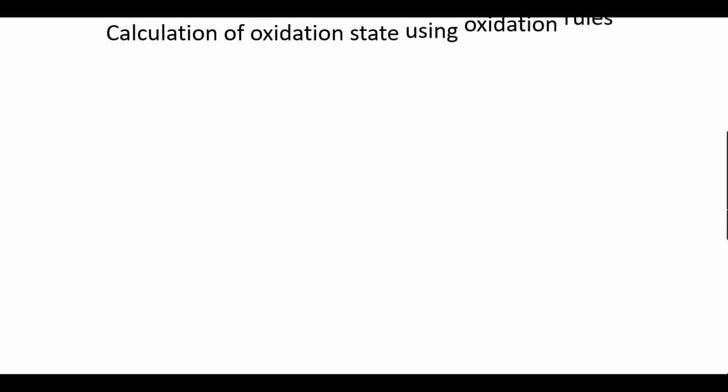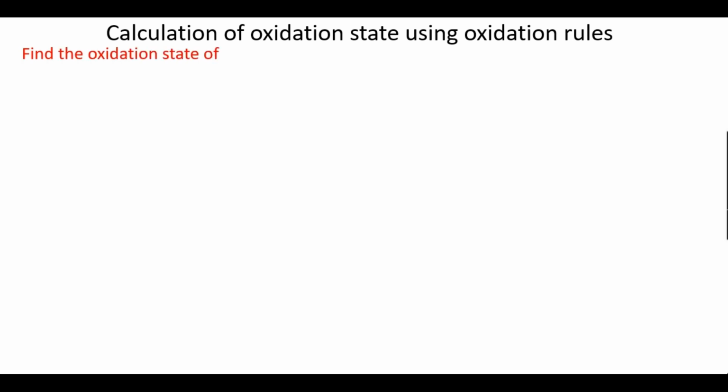Now we are going to apply all these rules to properly work out how they work. So we are going to calculate the oxidation state using all those rules which we learned. So simply I'm going to ask you simple questions: find the oxidation state of sulfur in the following.